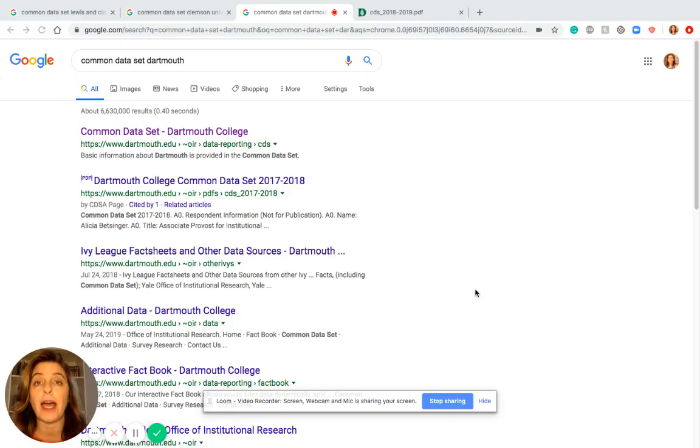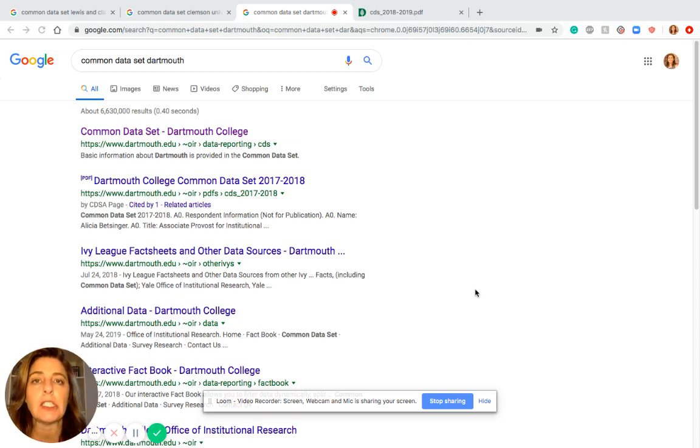So where do you find all of this delicious information? You find it in the common data set. How come you've never heard of it? Because it isn't sexy, but it has everything you need to know. It's like the geeky, so awesome person that you know. This is the common data set.